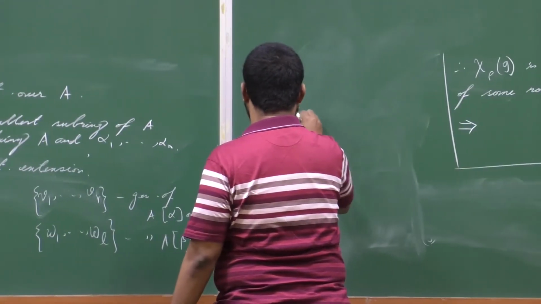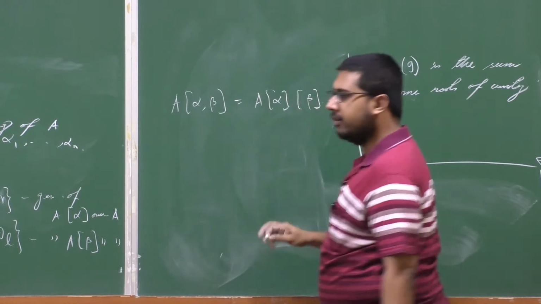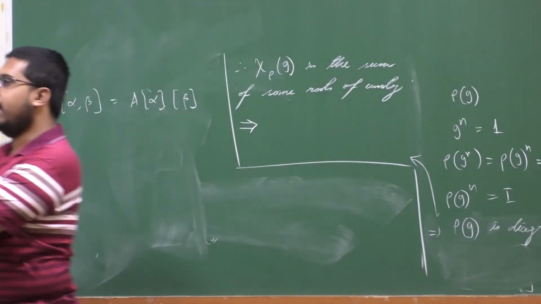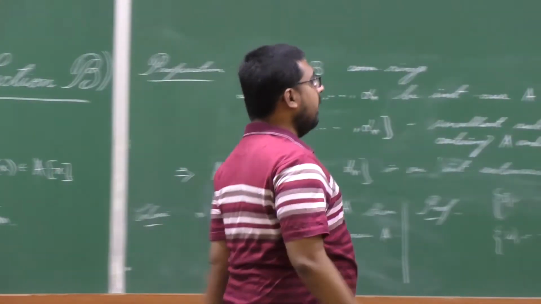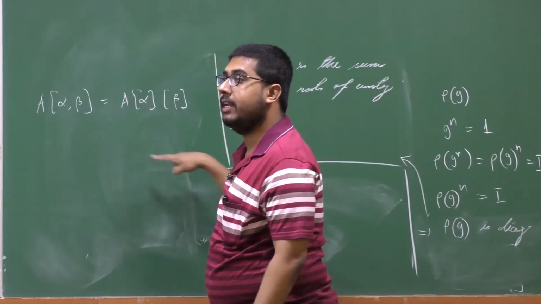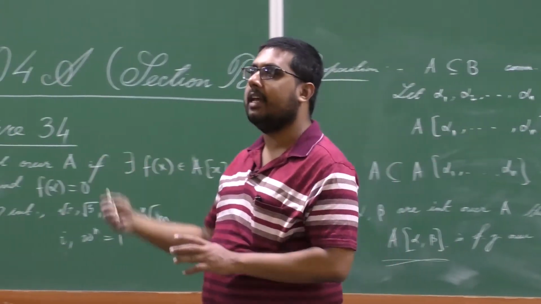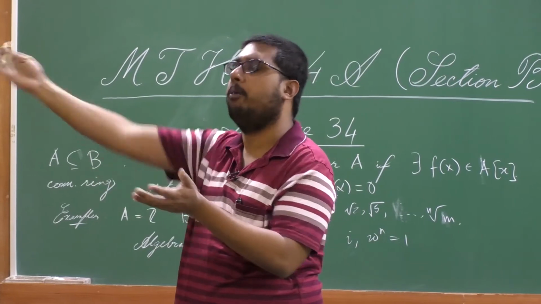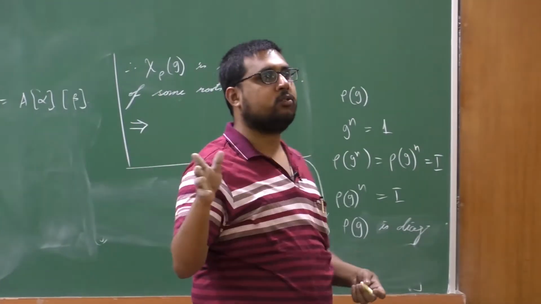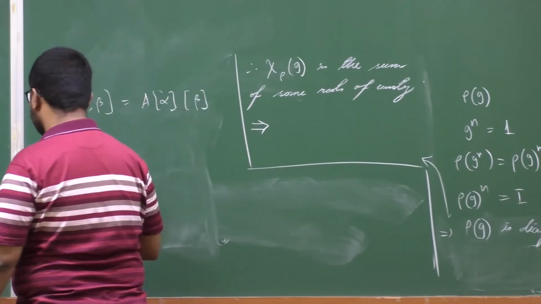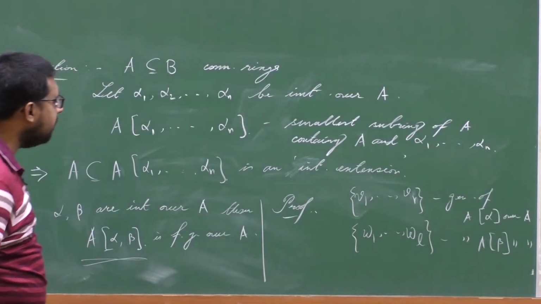One thing is clear, that A[alpha, beta] is the smallest subring containing A[alpha] and beta, right? This is quite clear. The smallest subring of B that contains both A[alpha] and beta is the same as the smallest subring that contains A, alpha and beta. And therefore, each element lying here should be a polynomial expression in beta with coefficients from A[alpha]. And every coefficient that is coming from A[alpha] is again a polynomial in alpha. Therefore altogether, we have all polynomial expressions in the two variables alpha and beta, right? So this consists of all polynomial expressions in both alpha and beta.